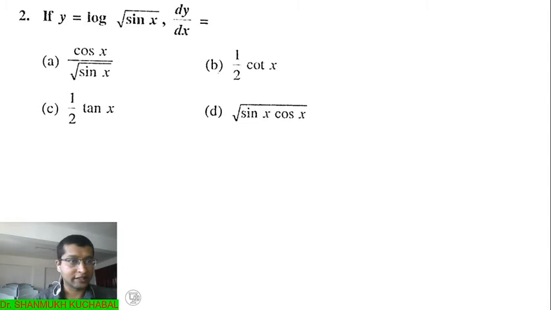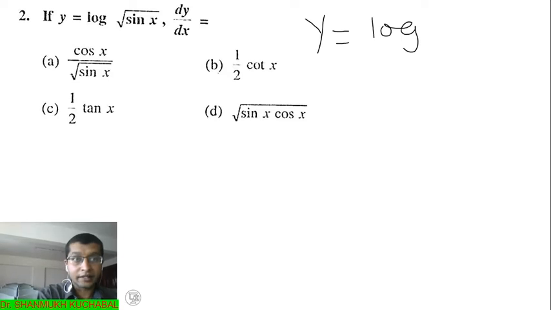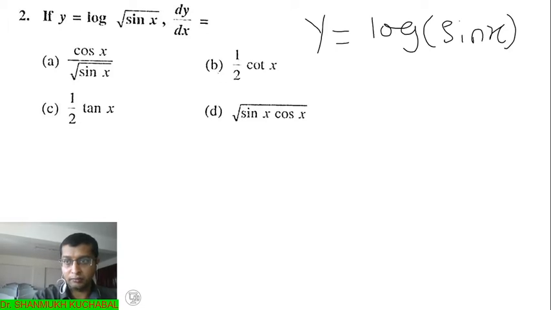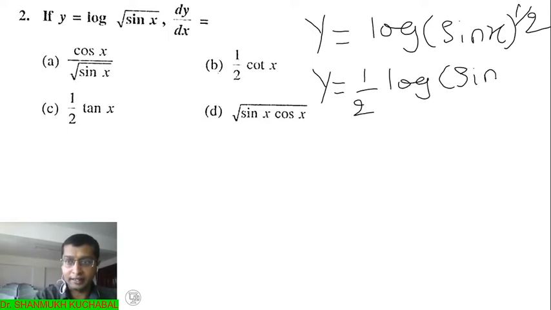We'll move to our next example. Y equals log of root of sin x. This can be written as y equals log of sin x raised to 1 divided by 2. Using a property of logarithm, we can write this as 1 by 2 log of sin x.